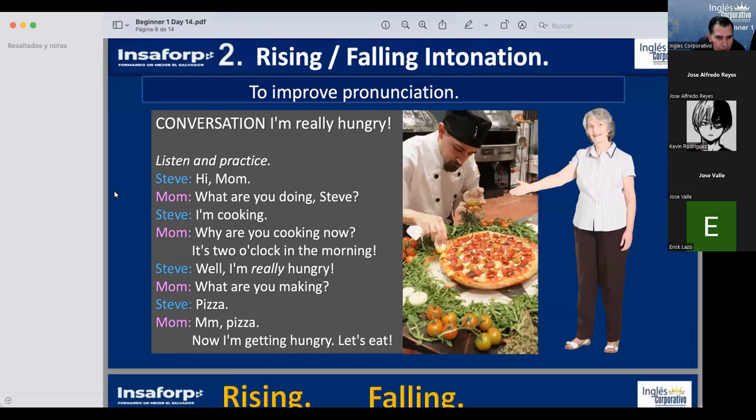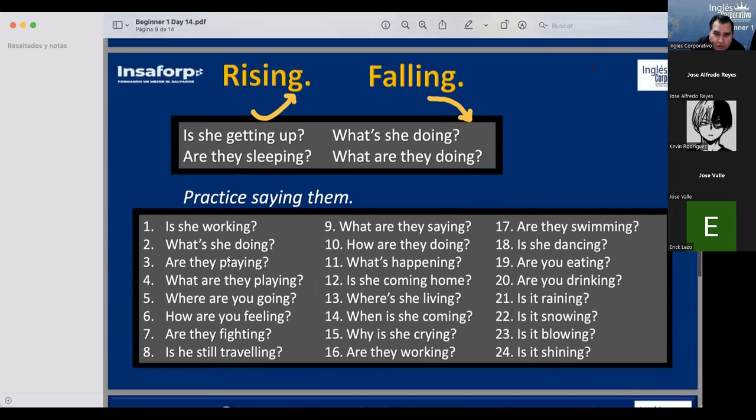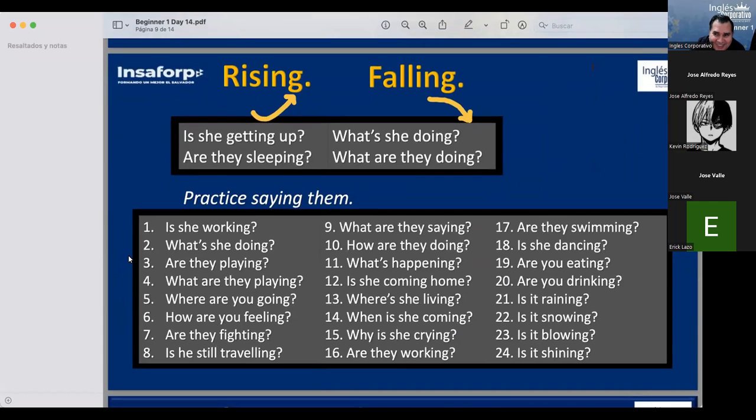Hay que volver a practicar, aunque sea una cada uno. You practice the rising and falling intonation? No. The two, have to practice the two things. Thank you. Okay.